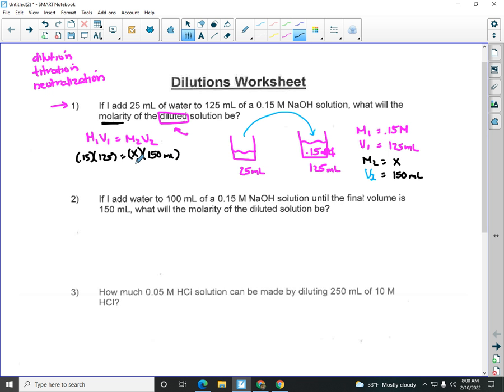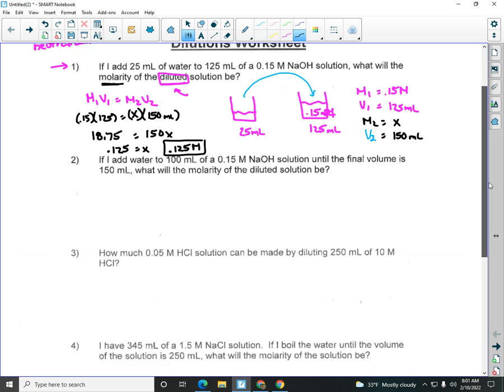Break out a calculator. We're going to simplify this. We're going to get 0.15 times 125. That's going to give you 18.75 equals 150x. We're going to divide 150 by both sides, and then we're going to get x equals 0.125 molar. So I didn't leave myself enough room. 0.125 molar is my new molarity. So that's how you do the first one. Go ahead and give it a try.